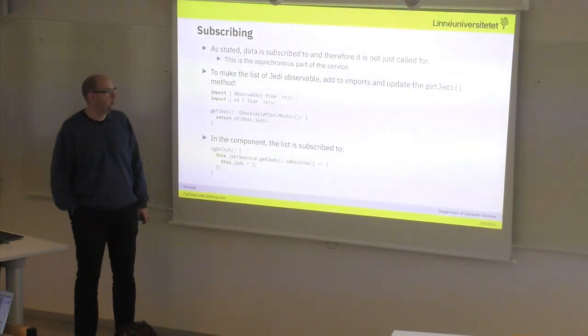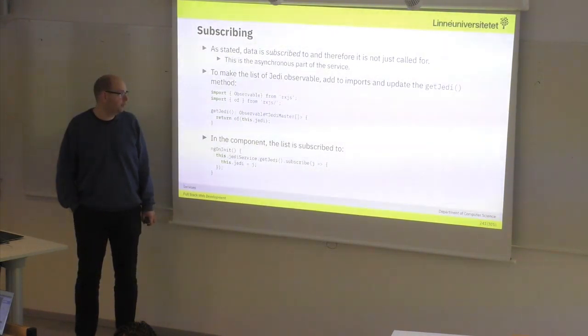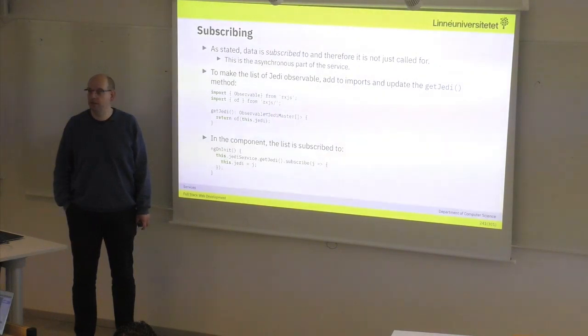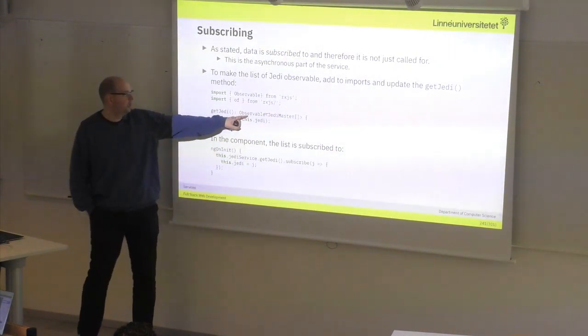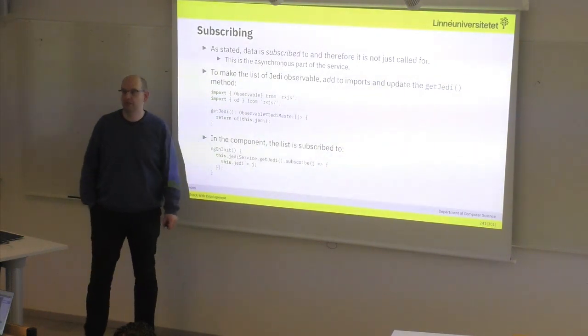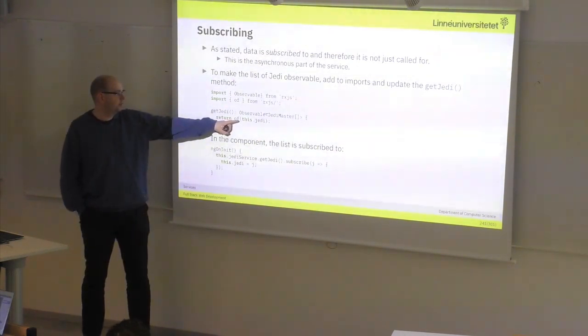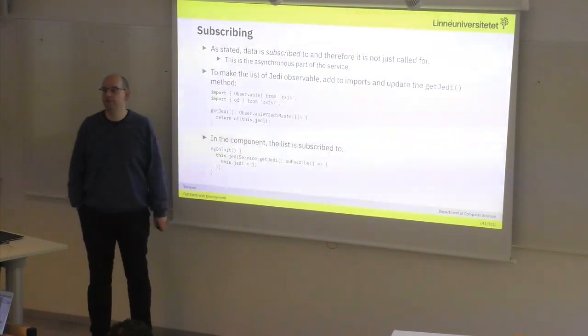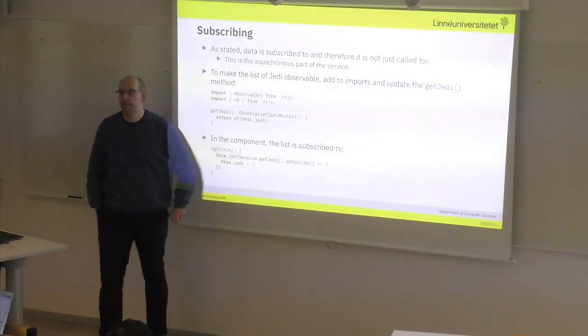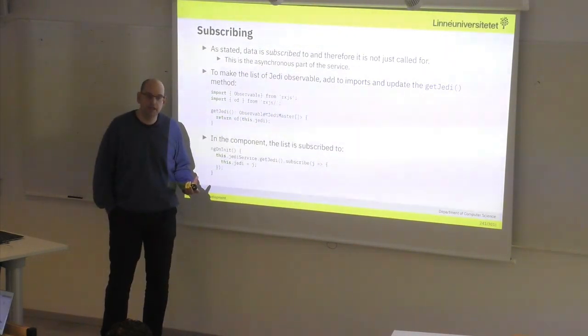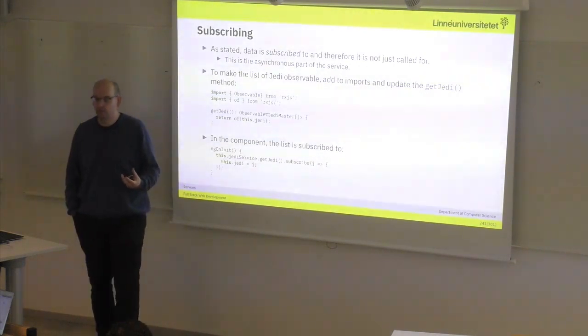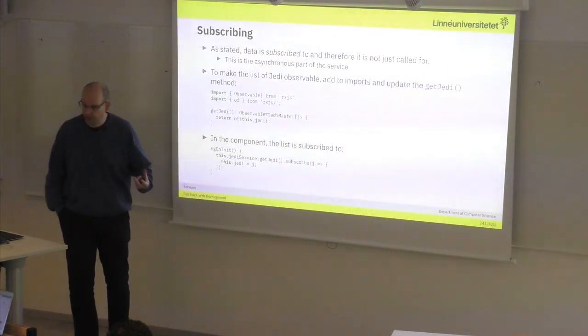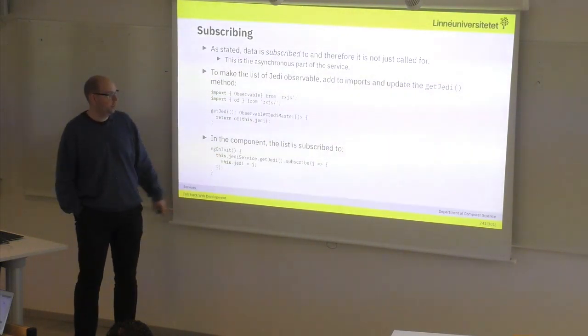this data. We need to change the getJedi from being something that returns a JediMaster array to something that returns an observable of a JediMaster. Okay, so it returns this Jedi, but we use this of in order to make it an observable of this kind. But in order to actually subscribe to the data, we need to say that we want to subscribe to it, and we need to add this in our component.